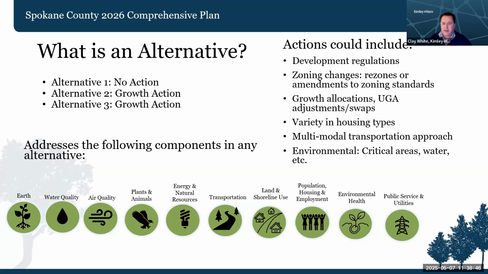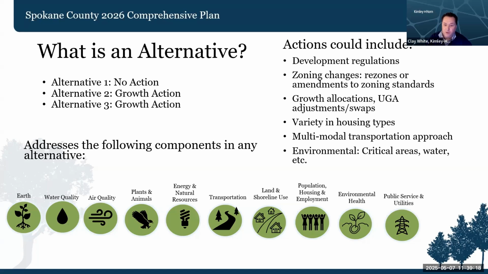So what would different actions look like? Well, they may include things like different development regulation changes, like height standards or the types of uses that may be allowed. We may be looking at different zoning changes, like rezones to land or amendments to zoning standards. We could be looking at things like adjusting the urban growth area boundaries or swapping areas, like areas that maybe haven't grown with urban growth over the last 20 years, with areas where growth may be more appropriate.